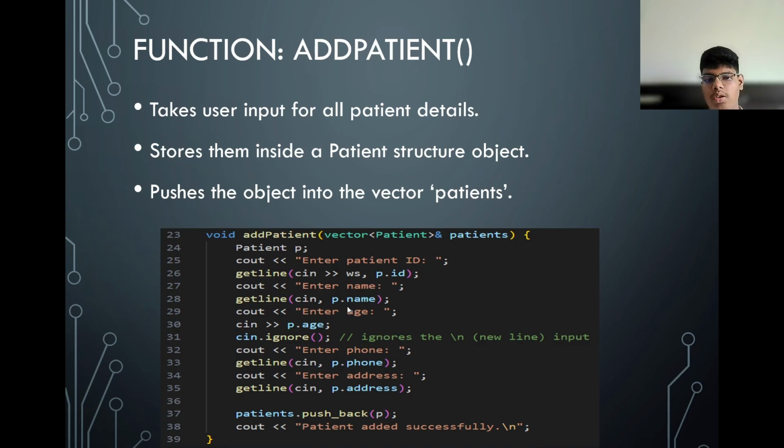Then cout enter name, so we have to input the name. It accordingly stores the name inside p.name. And similarly, this stores all the information that we need. Now we have patients.push_back(p). That is, the vector we have created for patients has a data type of patient. It is a structure, so basically it is a vector of structures. So one of the structures inside it is now P. Now this will show that the patient has been added successfully.